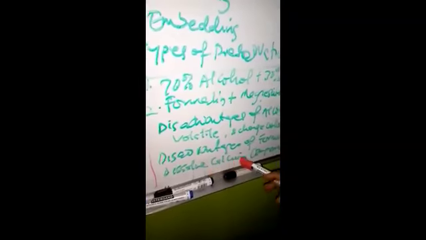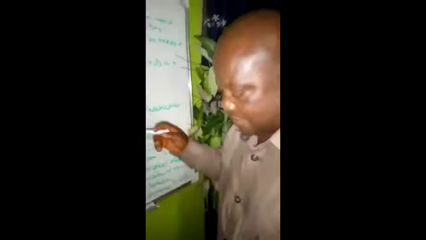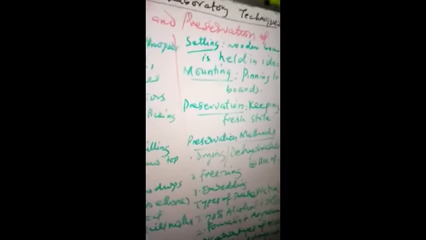The disadvantage when you use formalin is that formalin dissolves the calcium component of shells. If the animal has shells like a snail, the formalin will dissolve the calcium component of the animal. Let us look at materials for collecting animals.